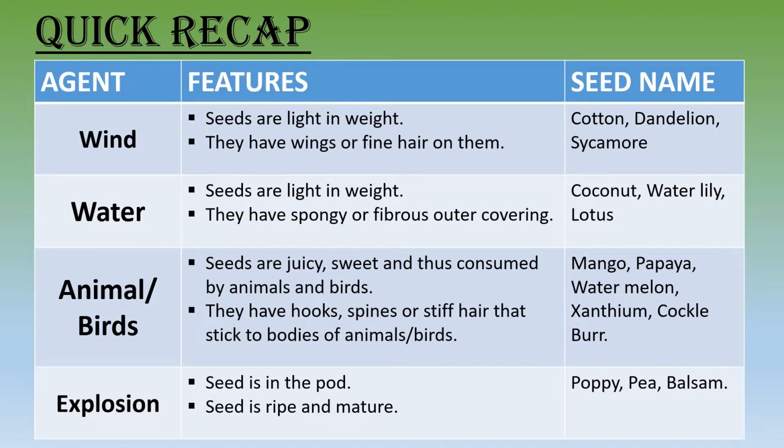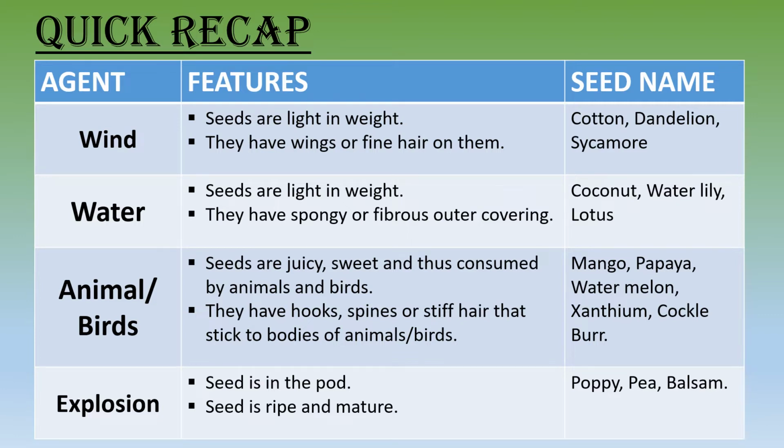The next agent is water. The plants that grow around water bodies disperse with the help of water. These seeds also have to be light in weight so that they can move easily with water. They may have a spongy or fibrous outer covering. Such coverings trap air and make the seed light in weight. A few seeds that disperse by water are coconut, water lily, and lotus.